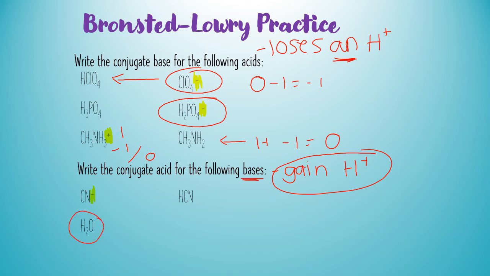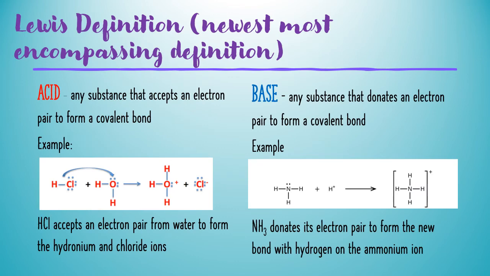Now, the next one, water, H2O. When H2O gains an H, now it's H3O. But thinking about the charge, water is 0. It doesn't have a charge on it. When you add 1, now it's got a positive 1 charge. So it becomes H3O, 1 positive. Oops, and that changed really fast, sorry.